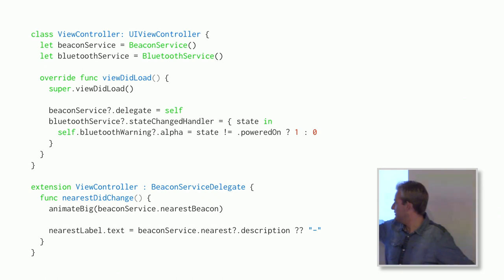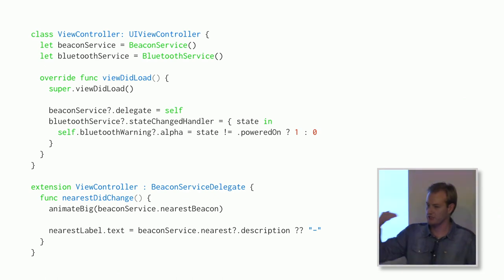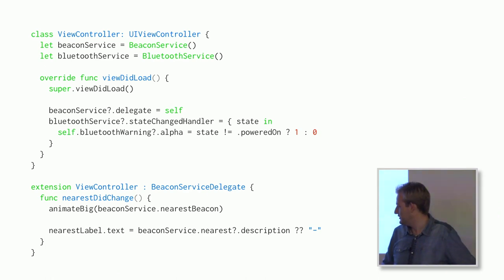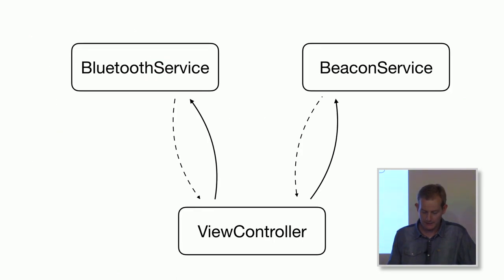So the UI is simply looking. The Bluetooth warning is simply looking if the state is not powered on, and then it shows it, as in the alpha is 1, otherwise it's 0, so it's completely transparent. The nearest label shows the text, the description of the beacon, or if there's no beacon, a dash. And that's really all there is to this simple implementation. So that's the architecture, as much as you can talk about an architecture.